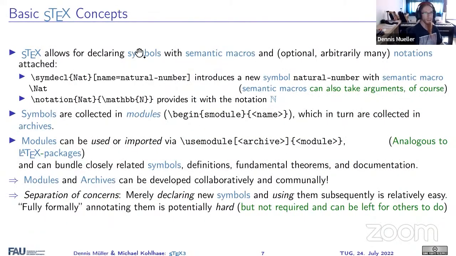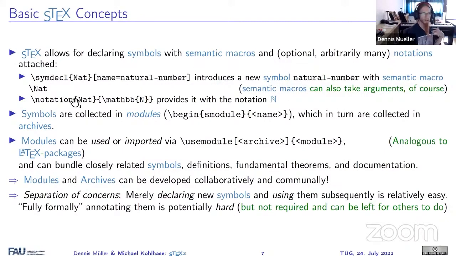So here's how sTeX roughly works. In sTeX, you can declare symbols which represent a mathematical concept, and then associate that mathematical concept with a semantic macro, which you can then use to annotate stuff. For example, we can declare the natural numbers by just doing symdecl nat. Nat will then be the name of the semantic macro, and give it a proper name, like name equals natural number. And now I have a macro named nat, which I can use for semantically annotating things.